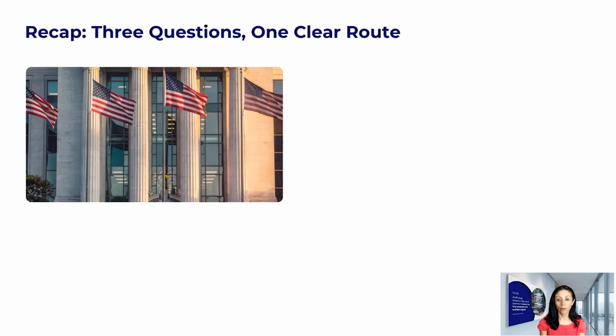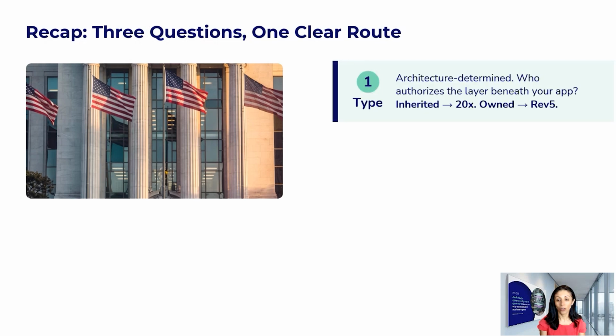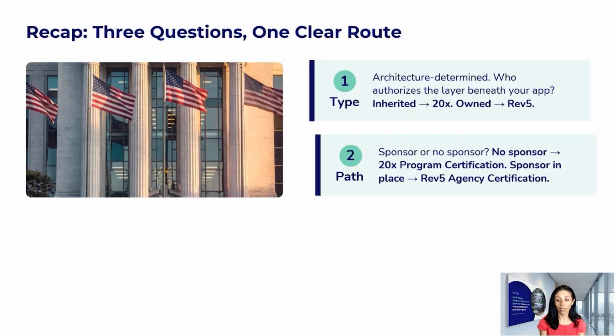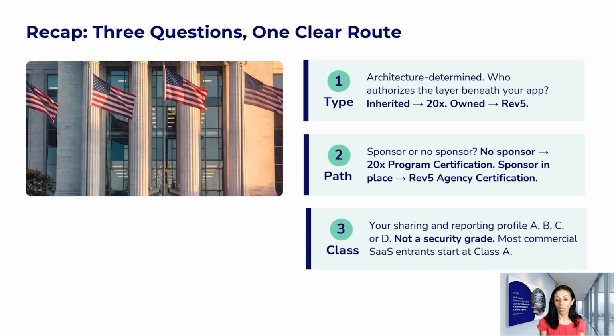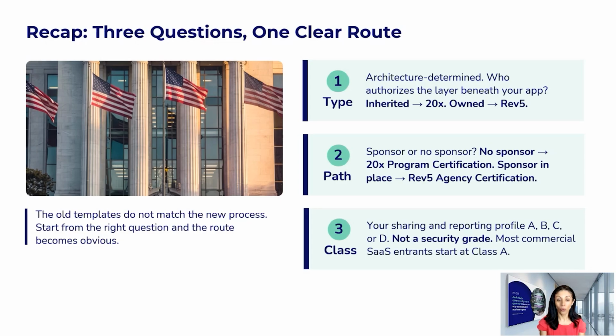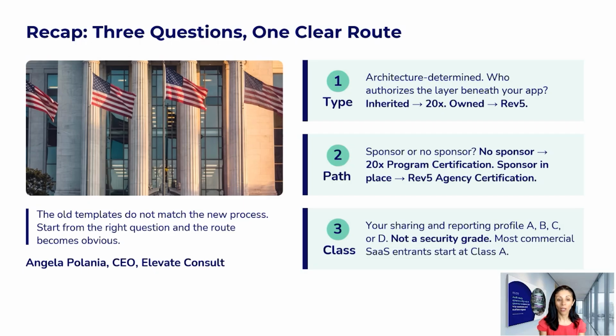So quick recap, right? Determine architecture. If you have a sponsor or not, what are you going to do? 20x, if you have no sponsor, is pretty much the way to go. And remember, if you don't have a sponsorship right now, you haven't done anything with the federal government, but you feel like you can, and it would be a good business move, start with Class A. The window starts next week, August 3rd.